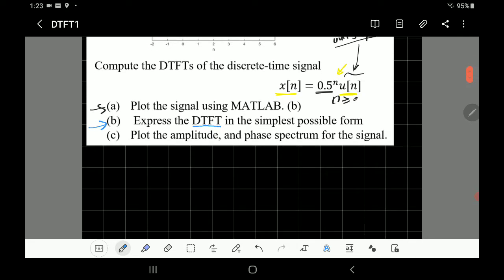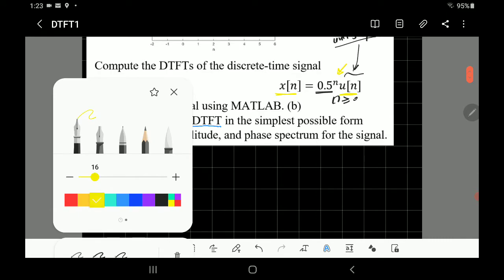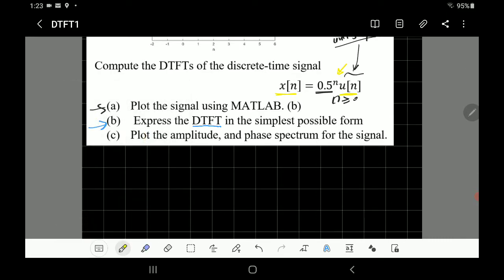All right, now let's just do it. First, you have to know the formula. Well, the formula was given before, and I'm going to rewrite it again here. X of omega, that's the Fourier transform, and we have sigma from n equals minus infinity to infinity of the sequence x of n times e to the minus j omega n. That's the Fourier transform of discrete.